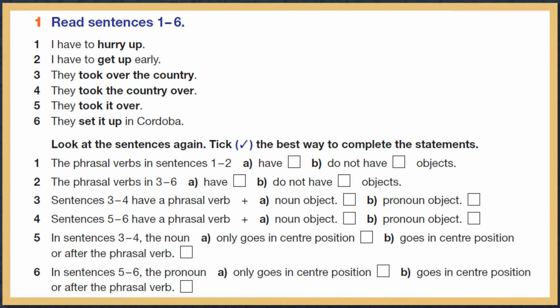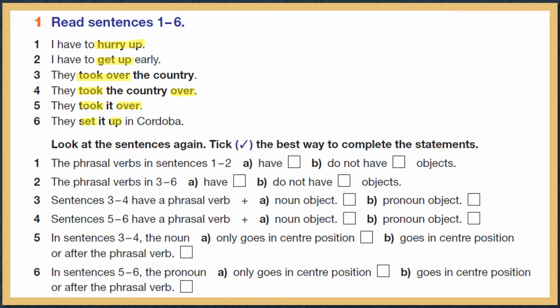Read sentences from 1 to 6. I have to hurry up. I have to get up early. They took over the country. They took the country over. They took it over. They set it up in Cordoba.